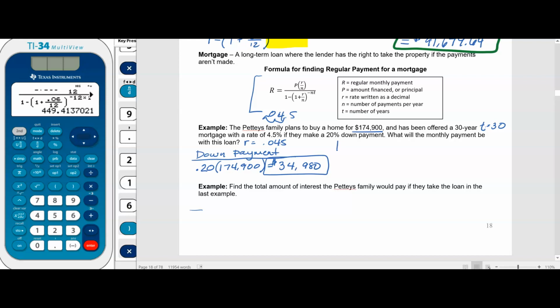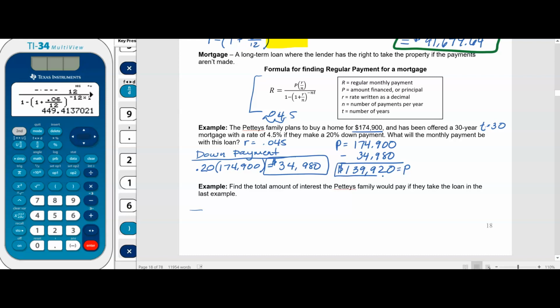So to find the new principal, what we're going to do is take $174,900 and subtract $34,980, subtract that down payment, and we get $139,920. So that's going to be the principal.